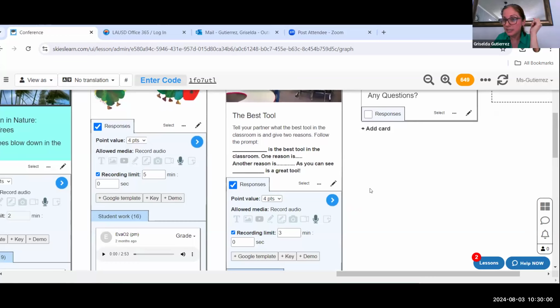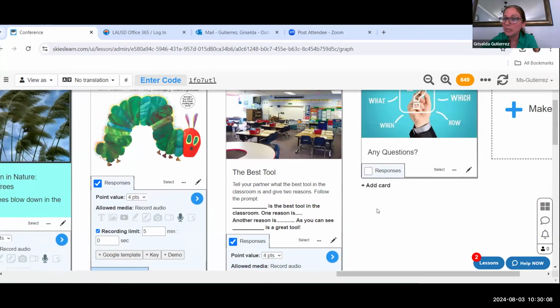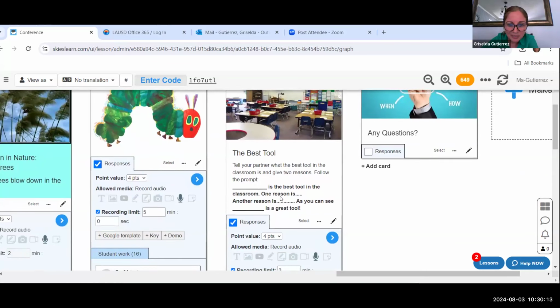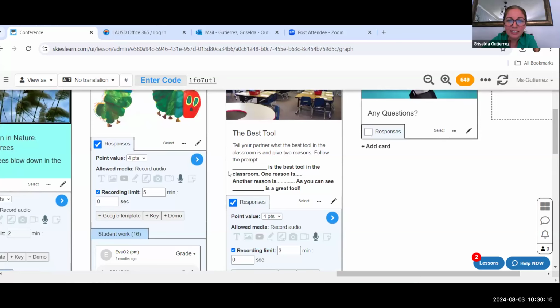And then I was so busy testing the reality that I would just tell them, take out your iPads, listen to what you said about the best tool and write it. So they had to listen to themselves explain what the best tool in the classroom was and the reasons. One reason, another reason, as you can see, it's a great tool. They had to write it. So that was powerful because not only was I testing their writing skills, but their listening skills and their speaking skills, because they spoke it to record it.